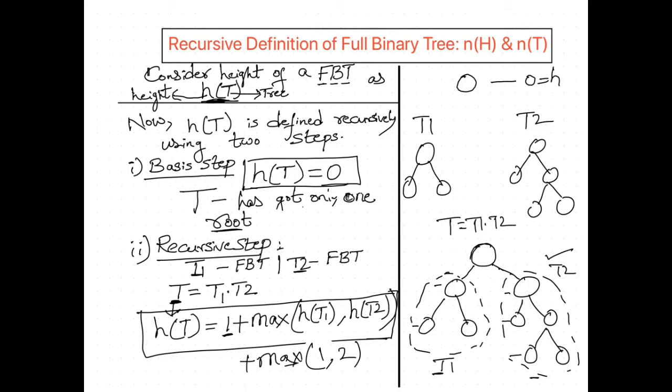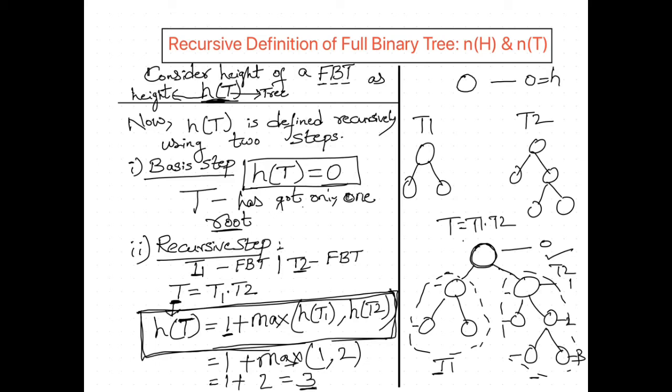And why am I writing 1 here? Because the root is there, right? This is also one level up, so for the root I'm considering 1. So 1 plus, what is the maximum? Max of 1 comma 2 means 2. Now what is the height of the capital tree? This one is 3, right? h of T is equal to 3. Counting 0, 1, 2, 3, I have got 3. So this is the recursive definition of the height of a full binary tree.